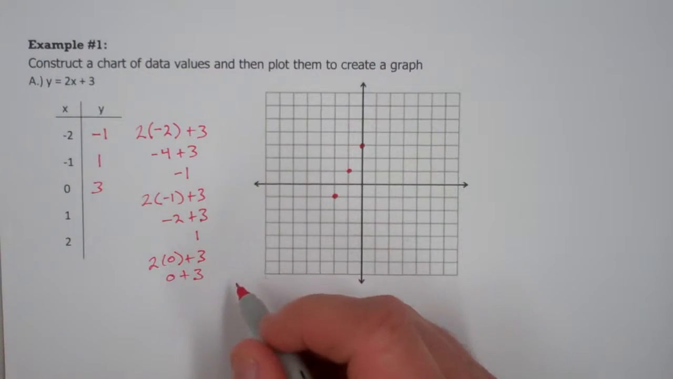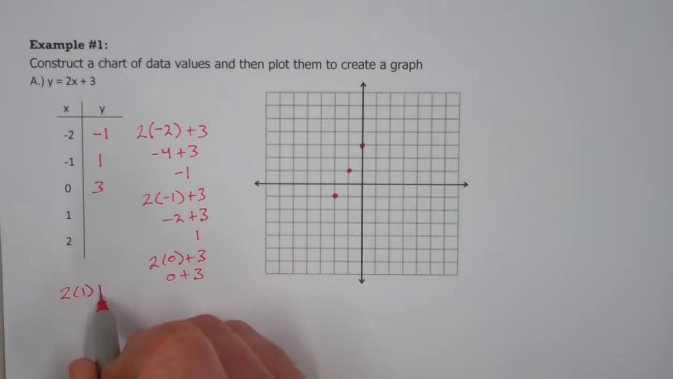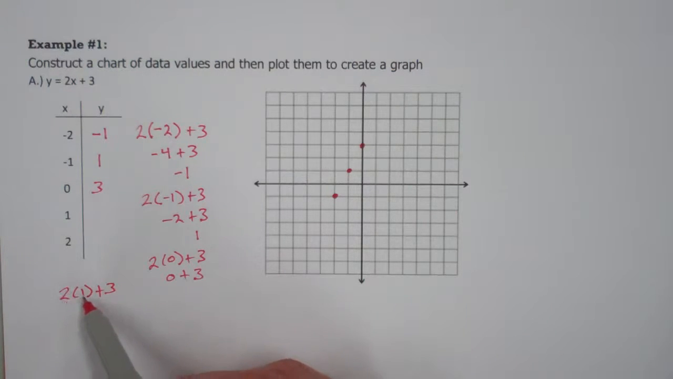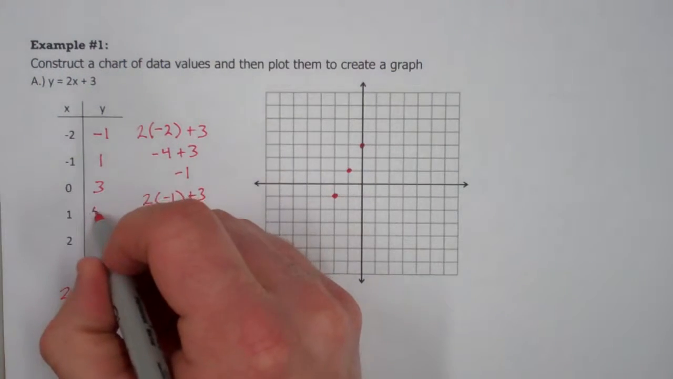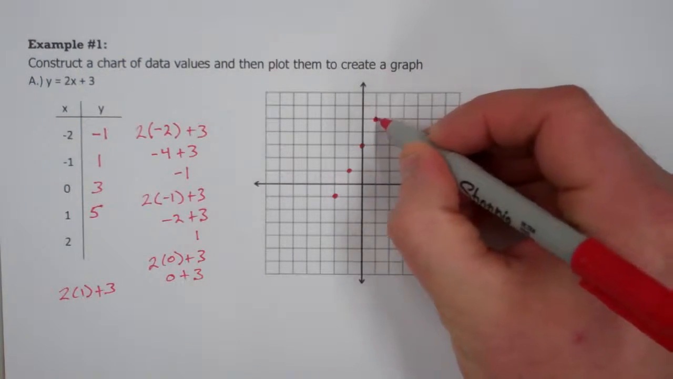Now let's take a look at the next one. So we've got 2 times 1 plus 3, and these you might be able to do in your head once you get the hang of it. 2 times 1 is 2, 2 plus 3 is 5. Alright, so 1, 5 here is going to be on the graph.